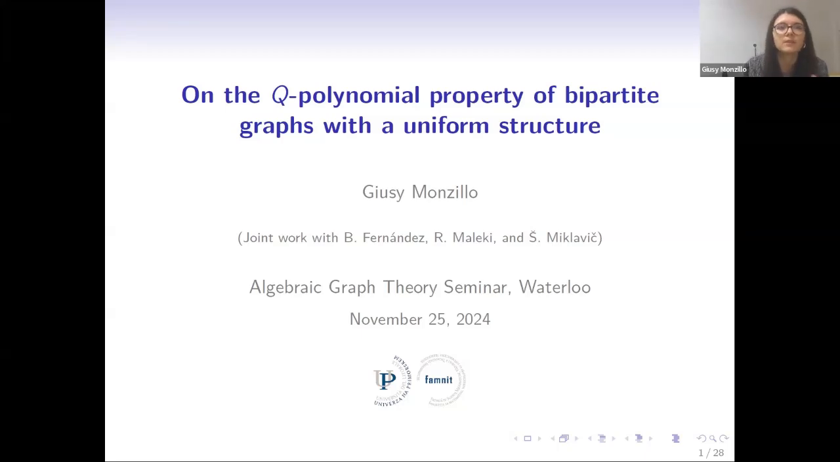So within this concept, it could be interesting to provide constructed examples, so graphs that are not distance-regular but enjoy this property, Q-polynomial, we say, with respect to a vertex. And of course, as you can see again from the title, we focused the study on graphs that are bipartite with a uniform structure.